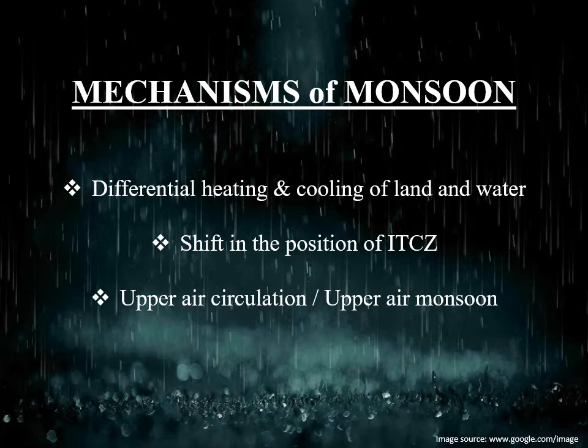Now, if we look at the mechanism by which monsoon is occurring in certain places of the world, that is where at least 120 degree directional shifting or directional change of wind is found in the entire year, that directional shifting may be done due to three reasons. The first is the differential heating and cooling of land and water. Second is the shift of the intertropical convergence zone, that is the shift of the maximum receiving insolation area. And the third mechanism is the upper air circulation, or often it is known as aerological circulation of wind.